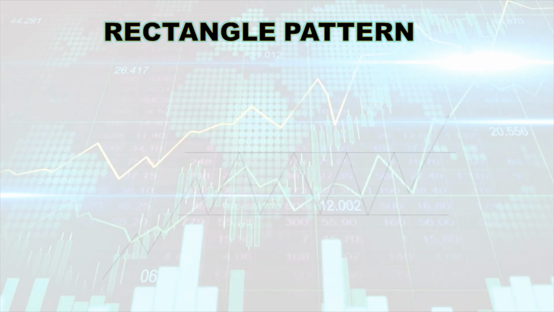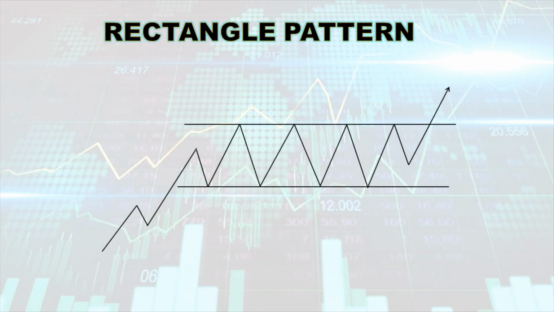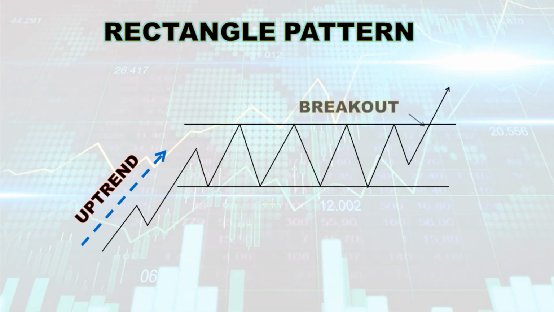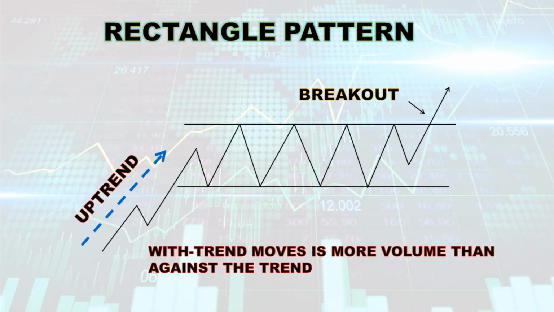Because it is normally associated with a continuation pattern, you should keep an eye on the volume of trading for some assurance. The trend moves should have heavier volume than those that go against the trend, meaning every time the price moves up, the same as its original uptrend direction before it goes sideways, the volume is more compared to when the price moves down, or against the original trend direction.